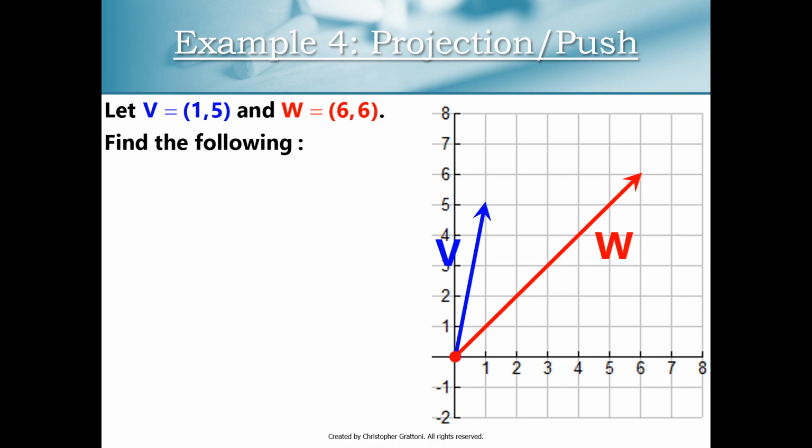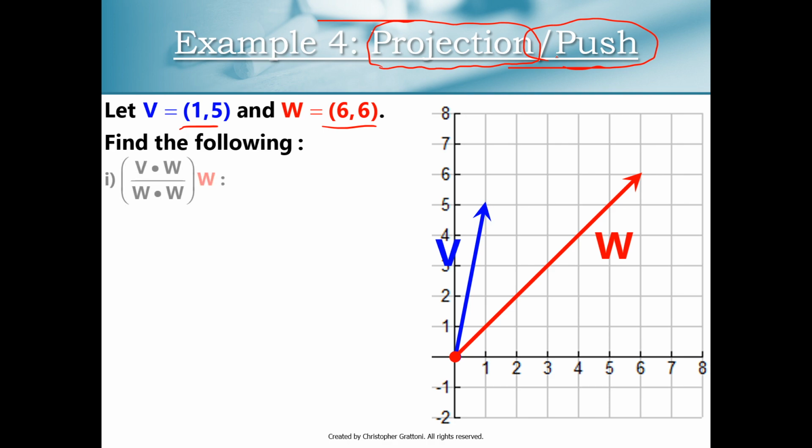Okay, so here's something new that you didn't learn in your calculus class last year. I'm going to take two vectors, v and w. V is the vector (1, 5). W is the vector (6, 6). And I've got a new little definition here called projection, or in the course you're taking, you'll hear it called push all the time. So here's the formula. You do need to memorize this.